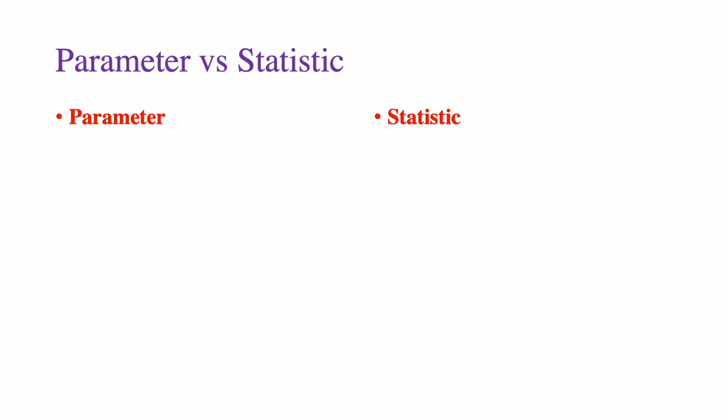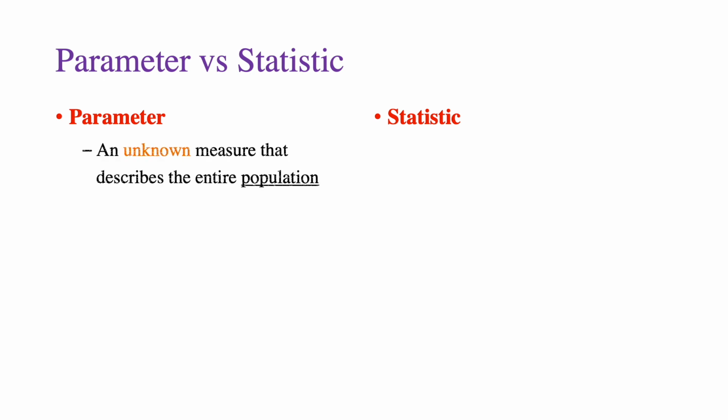Now, before we continue, let me just define two terms that are frequently used as far as statistical inference is concerned. That would be the parameter and statistic. A parameter is defined as an unknown measure that describes the entire population. It's unknown because, of course, populations are typically large, and you're unable to measure each and every single person of that population. So the parameter, or the measure of that characteristic for that particular population, remains unknown.